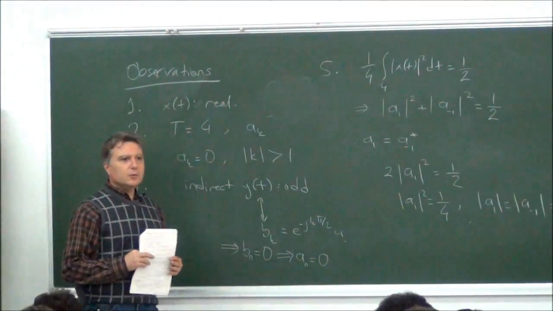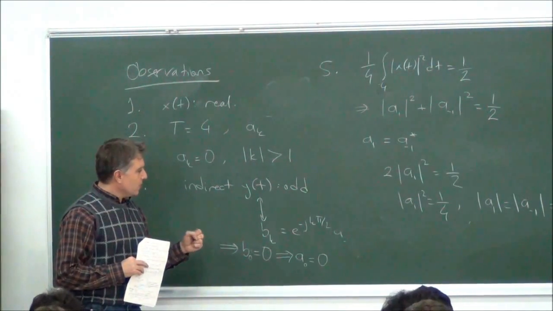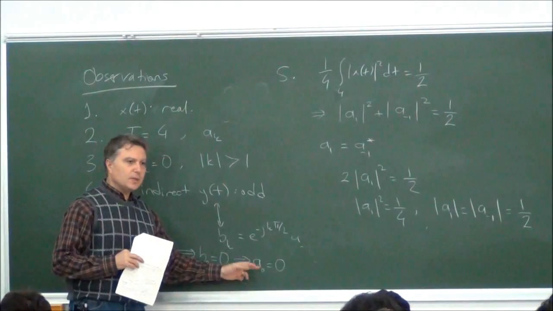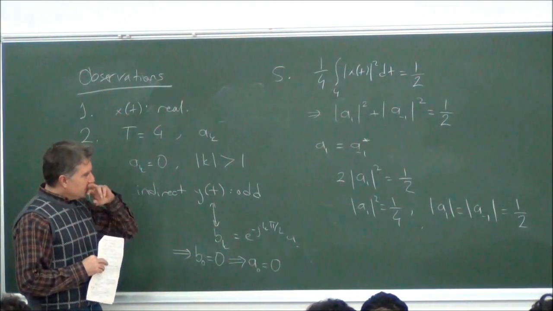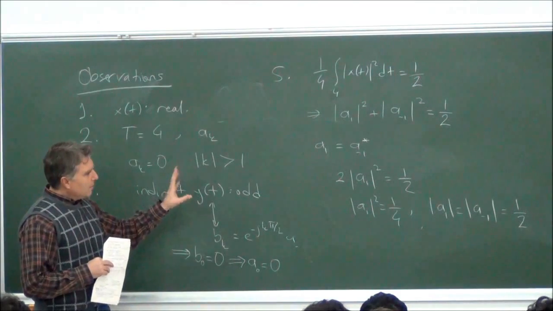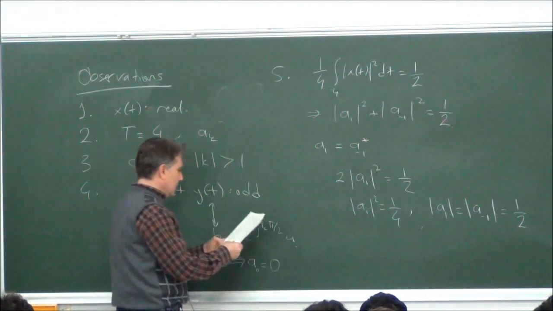So how did we proceed? We first said that there are only 2 Fourier series coefficients because A0 is 0. It's only A1 and A minus 1. And their magnitudes are equal to 1 over 2.